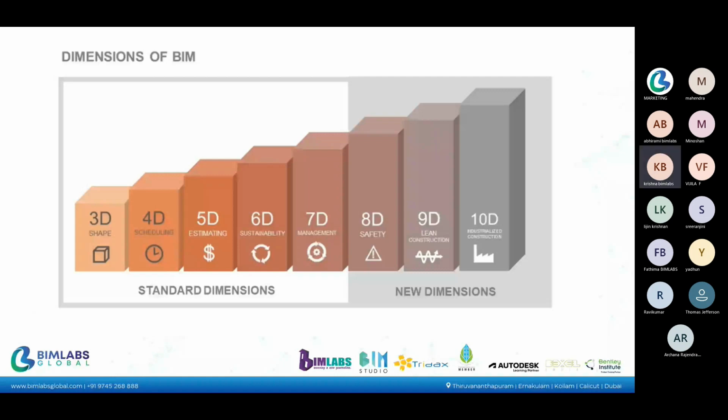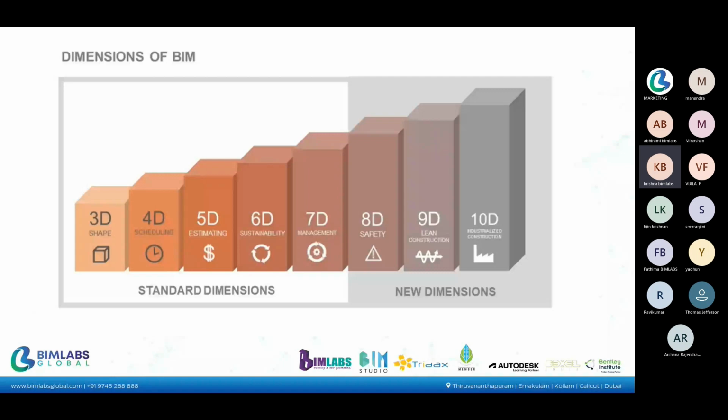Next is about the BIM dimensions. So BIM dimensions, 3D, we know 3D is about the modeling, geometrical. A BIM model with a 3D dimension means it's geometrical modeling, and we get all the graphical information. If it's a BIM model with 4D, what I already told, time is also incorporated with it.